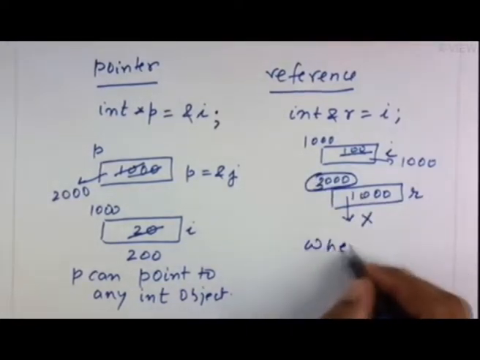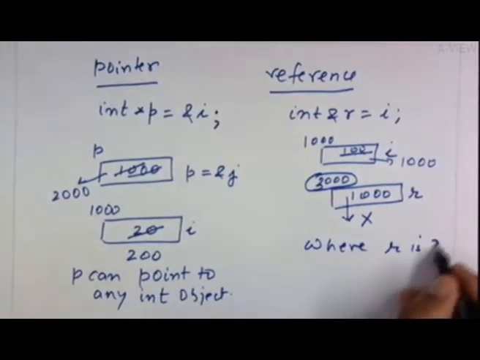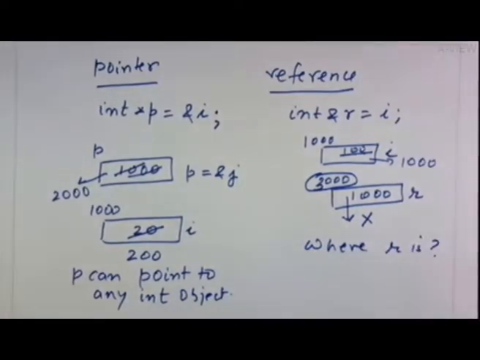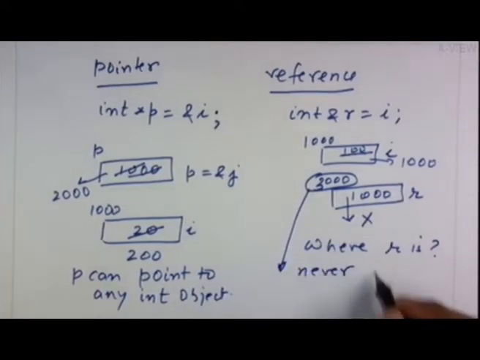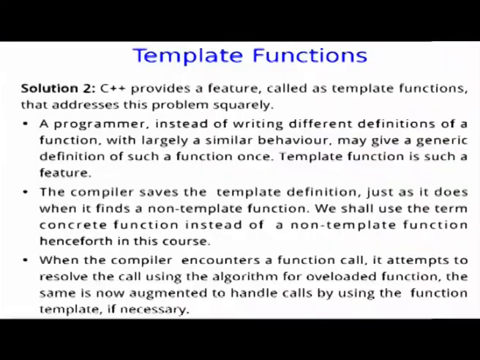Okay? Only then you can change R. Where is R? Then I can go and put something in that location. But this is never shown to you. It is never visible to the user. And check it out when you have time. If you do address of R, you will get the address of I.